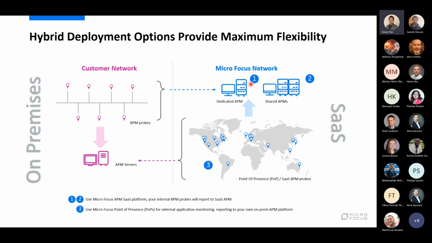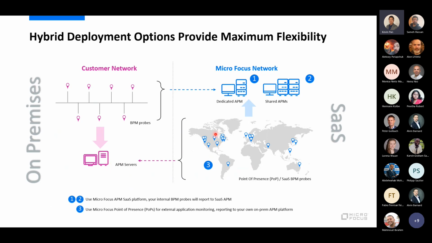So this is number one, and number two option, right? I call it out: use dedicated APM or shared APM, and connect to our external POPs, which is point of presence, and then their internal probes. That's option one and two. The third option is the customer can host their on-prem APM and use their internal probe to monitor the internal applications. They can also use our public probes and connect to their on-prem APM.